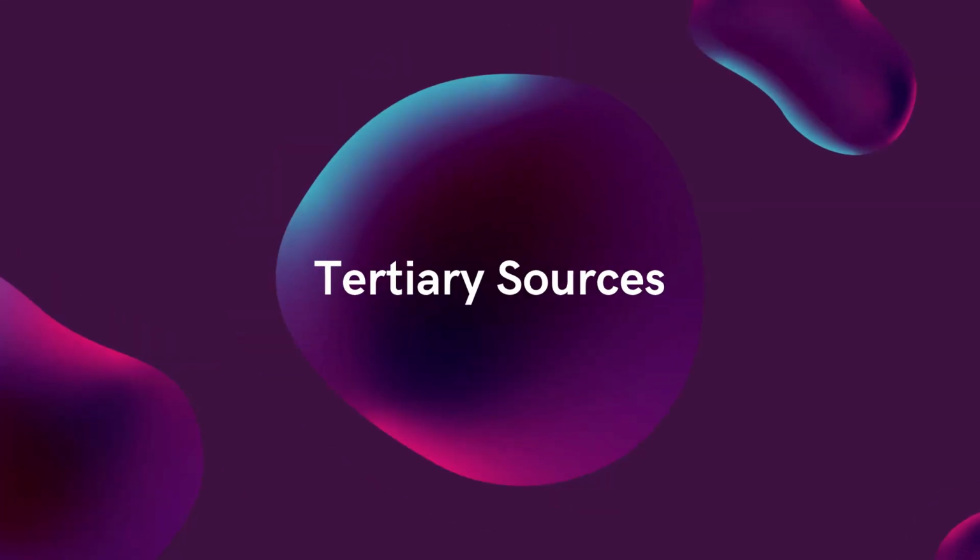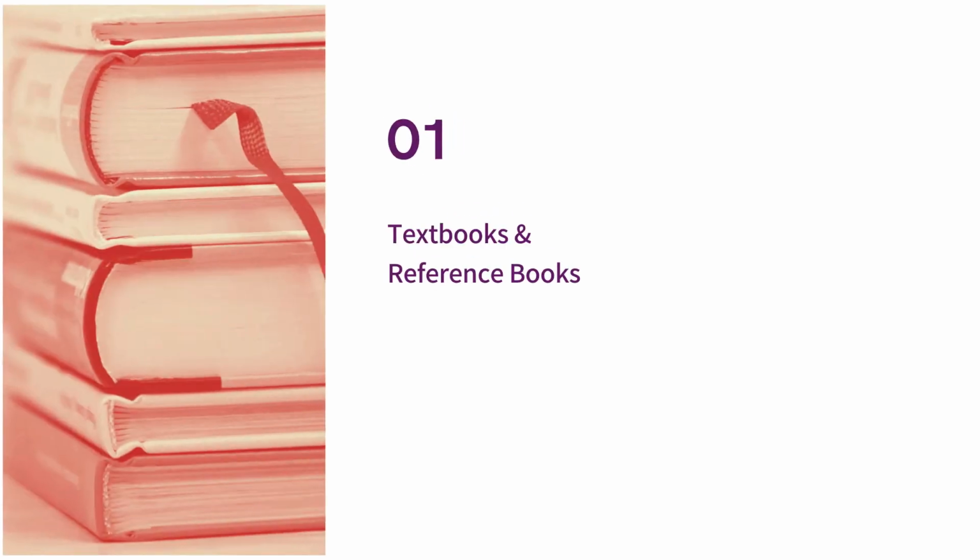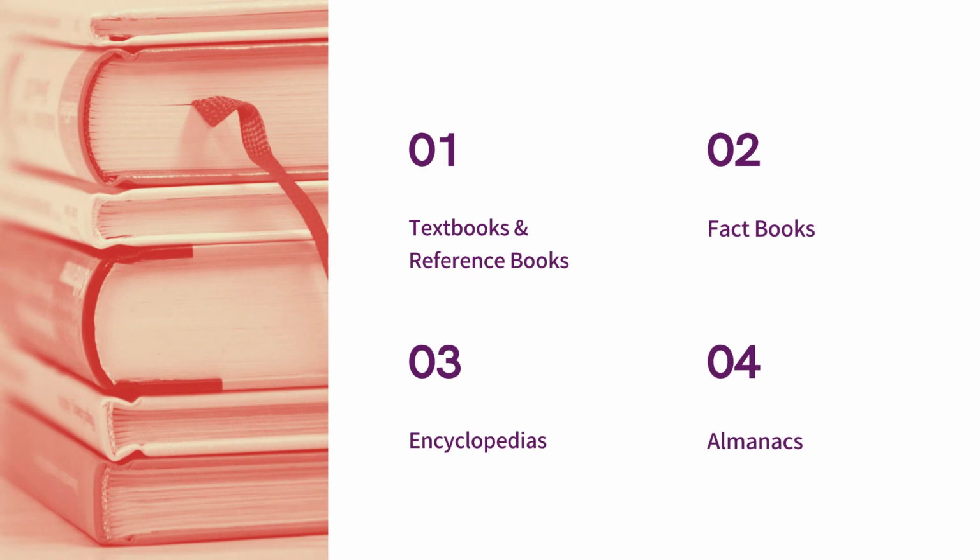As for tertiary sources, their chief purpose is to summarize ideas and information from other well-known sources and authors. Tertiary sources do not always give credit to particular authors. A lot of the information found in these resources are known as facts. Basic science and biomedical tertiary sources include things like textbooks and reference books, fact books, encyclopedias, and almanacs.